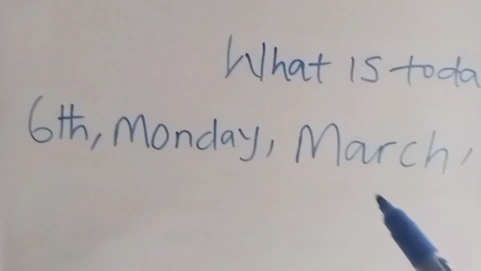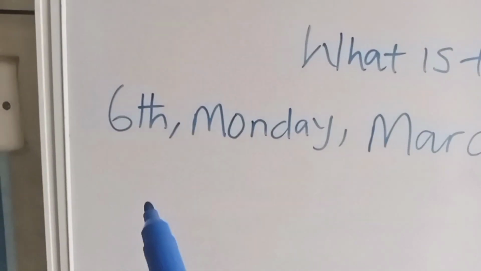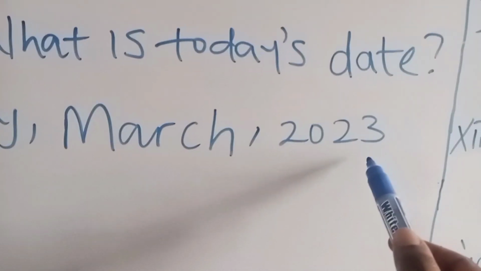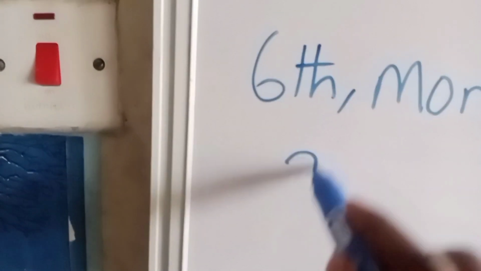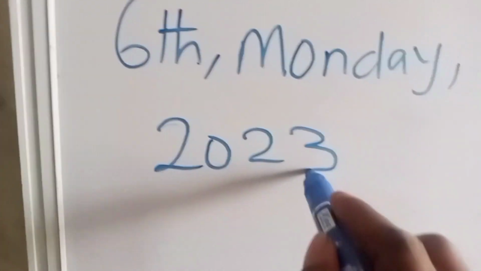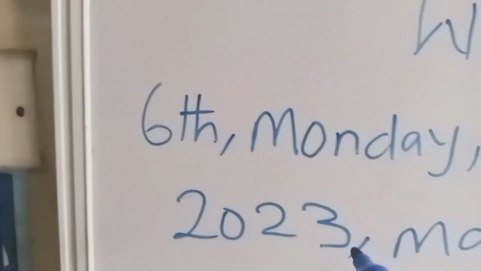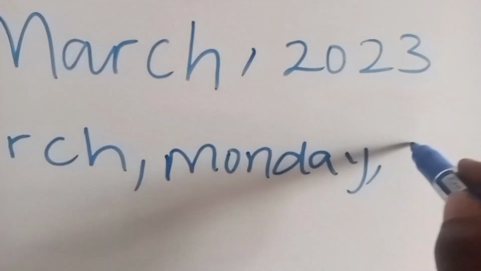But do you know what? When you are saying the date in Chinese, you can't arrange them anyhow you want. This is how we say it in English: 6th Monday, March 2023. But when you're saying it in Chinese, you start with the year. Yes, you start from the bigger one. So here you will say 2023 first, before you say March. 2023 March. Monday, and then 6th. This is how you say the date in Chinese.